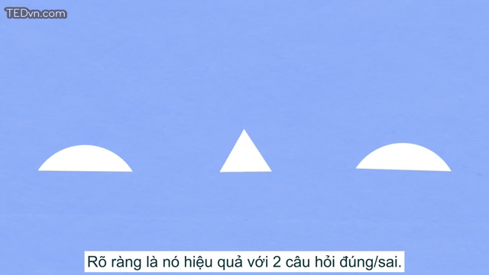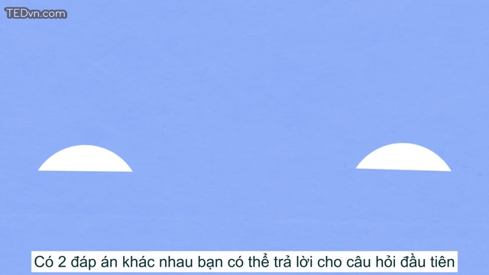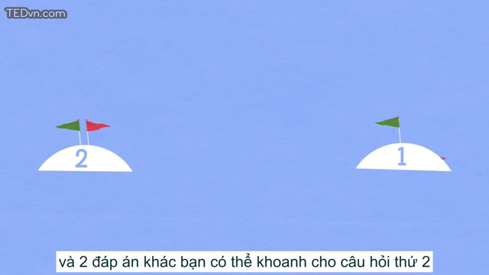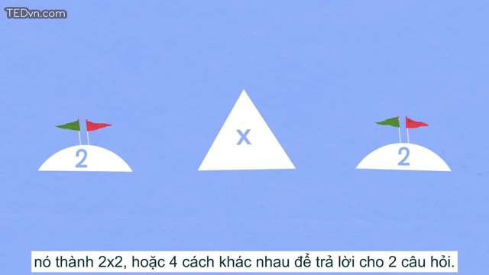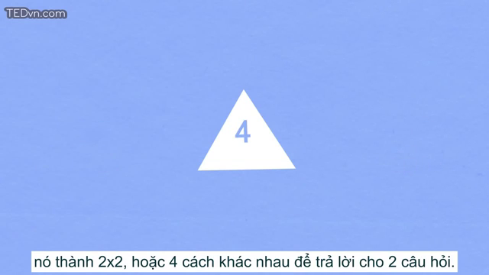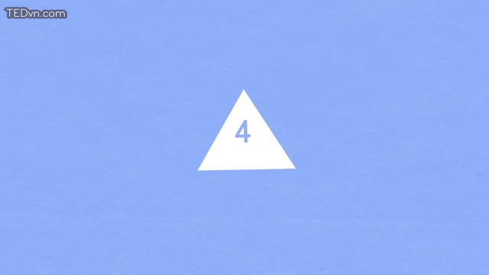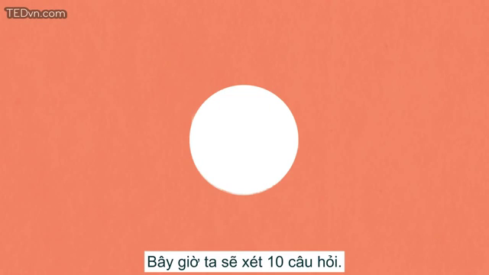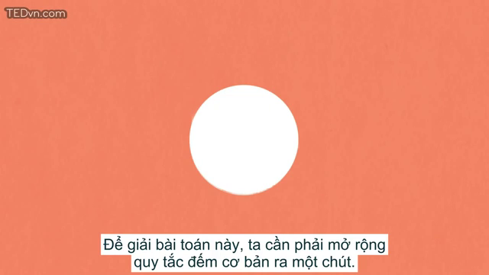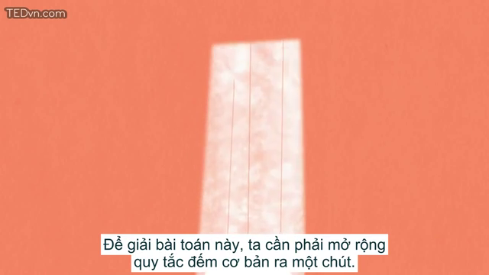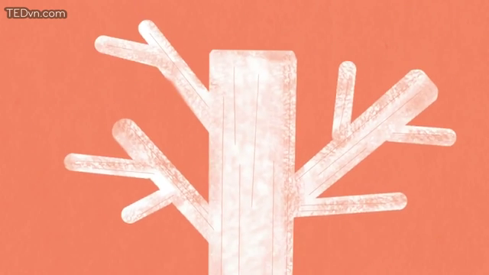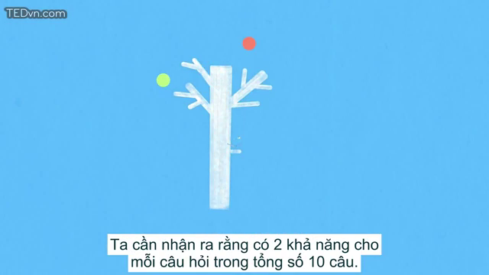Clearly, this works for a 2-question true-false quiz. There are 2 different answers you could write for the first question and 2 different answers you could write for the second question. That makes 2 times 2, or 4 different ways to write the answers for a 2-question quiz. Now let's consider the 10-question quiz. To do this, we just need to extend the fundamental counting principle a bit. We need to realize that there are 2 possible answers for each of the 10 questions.